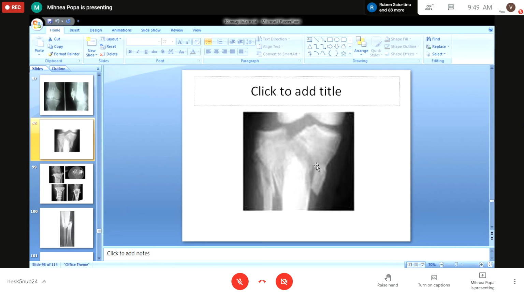Then we have fractures of the medial part. We have fractures of the medial part and the lateral part, and we have fractures that go through the whole metaphyseal part, as you can see here. So this fracture is a type 6 Schatzker. Okay.